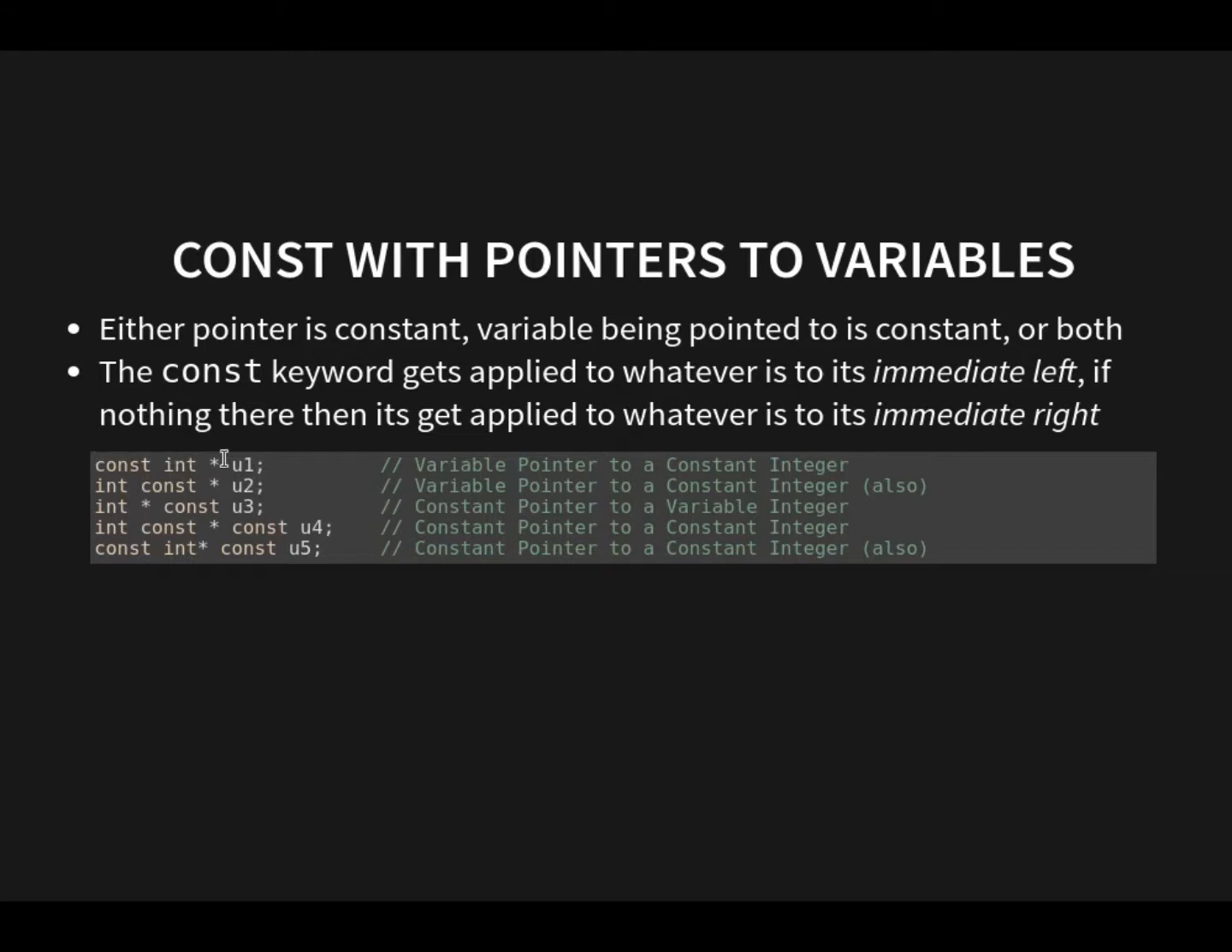So in this example, u1 is a variable pointer to a constant integer since const has nothing to the left, so we make const apply to whatever is on the right, which is the integer type. Here, u2 is another way to write a variable pointer to a constant integer, since the const here will be applied to the left integer type. u3, on the other hand, is a const pointer to a variable integer, since the pointer symbol is to the immediate left of the const keyword. And the last two, u4 and u5, are just different ways to write a constant pointer to a constant integer.